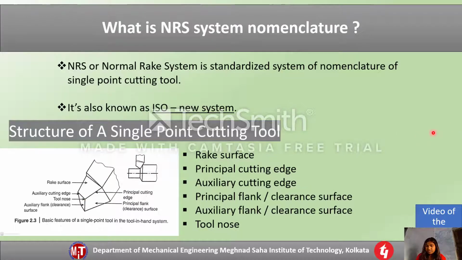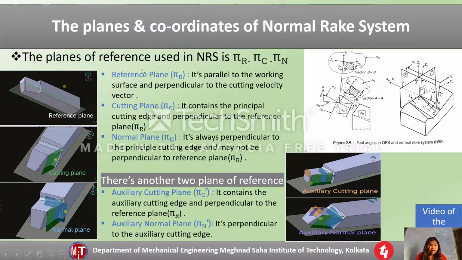I will move on to the next slide. Now we will go for the nomenclature. The planes of reference used in the NRS system are pi r, pi c, and pi n, and the coordinates used in the NRS system are xn, yn, zn.